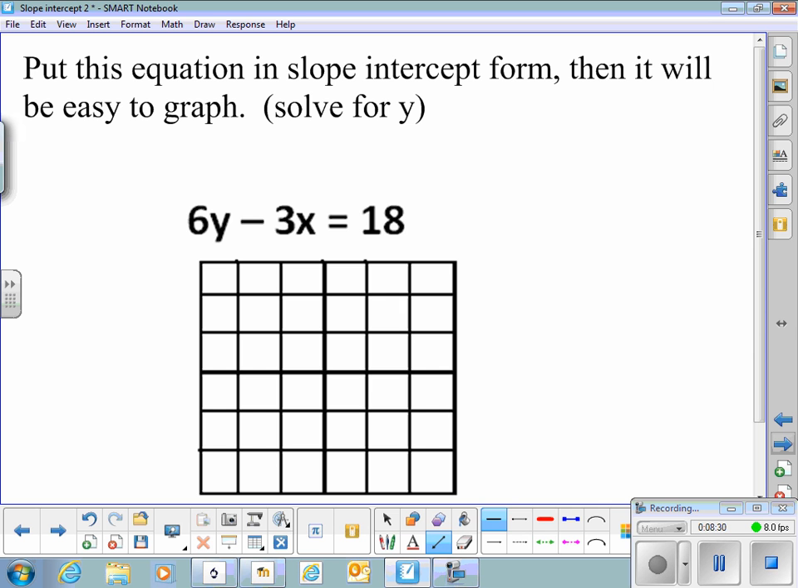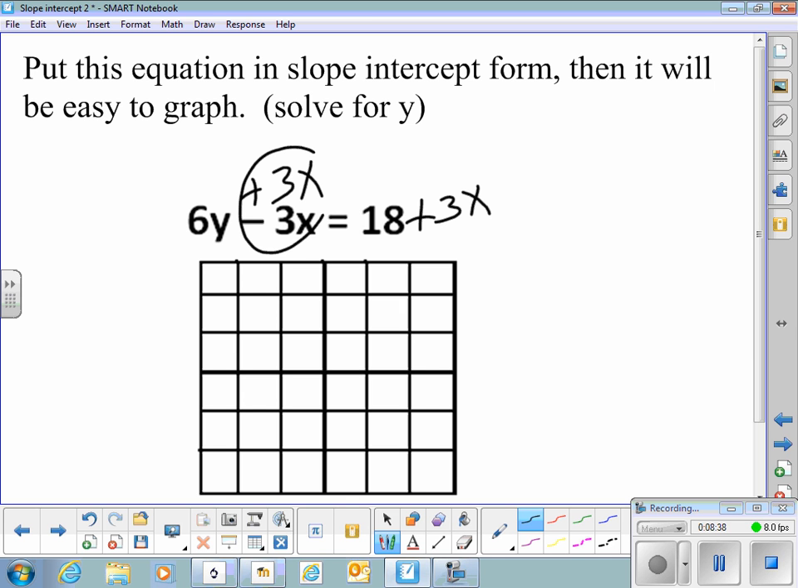6y minus 3x equals 18. Divide by 6. So y equals 3 plus 1/2 x. I have 3 apples divided among 6 people. Each person gets 1/2.